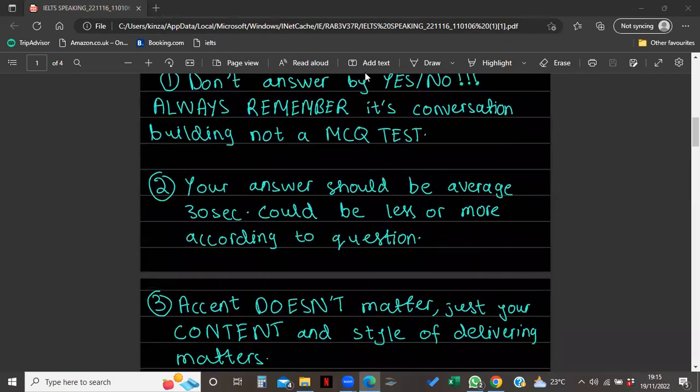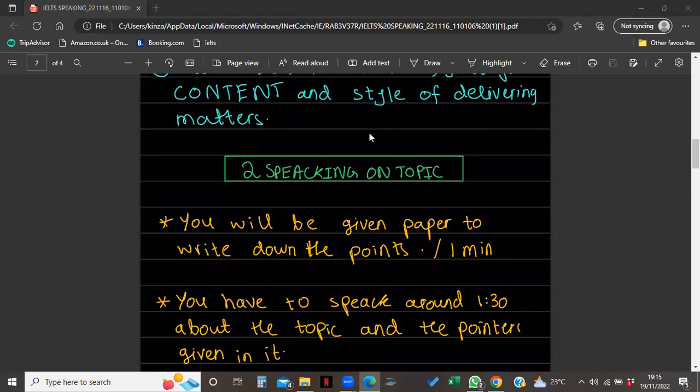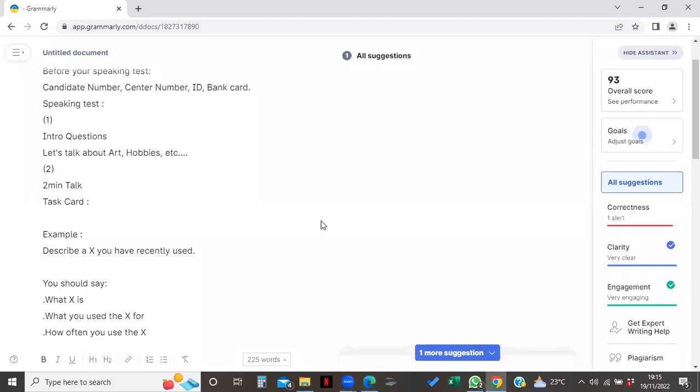Every 30 seconds, of course, it's not fixed. You can go less than that, more than that, but in the start I would really, really say you should build up a good conversation between you and the examiner. So yeah, the accent doesn't matter, only your grammar and all that we'll be discussing. So this is the first part where we talk about introduction questions.